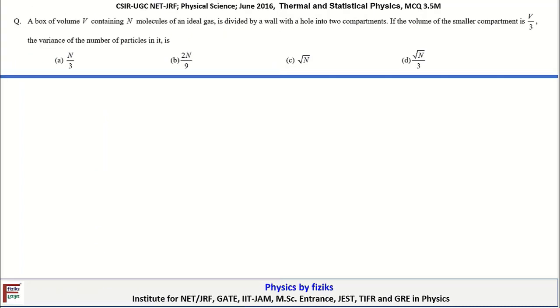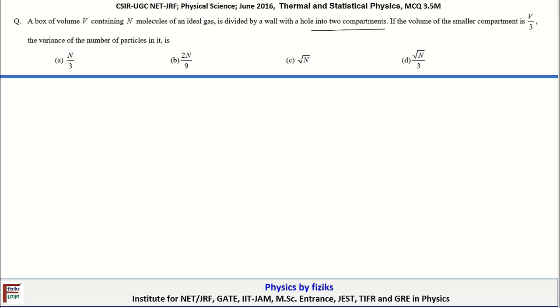So in this video we are going to discuss a question in thermal and statistical physics that appeared in the JRF June 2016 examination. Okay, so let's continue with the first question. The statement is: a box of volume V containing n molecules of an ideal gas is divided by a wall with a hole into two compartments.